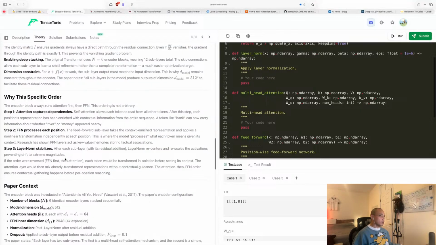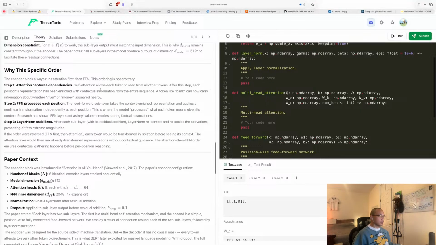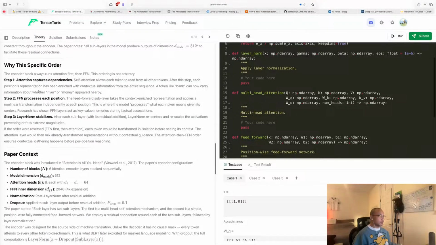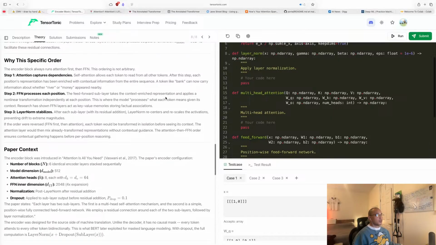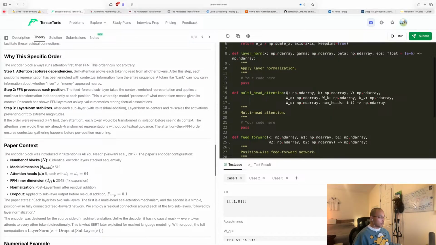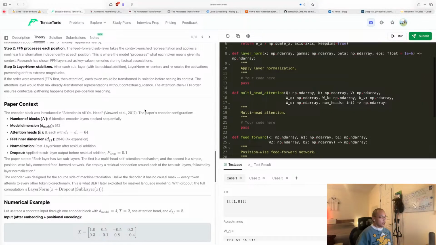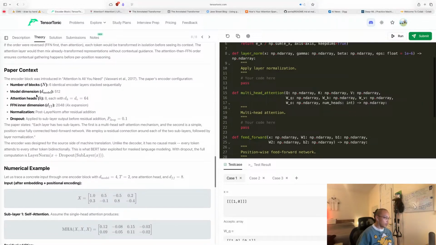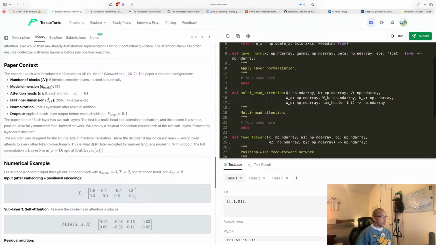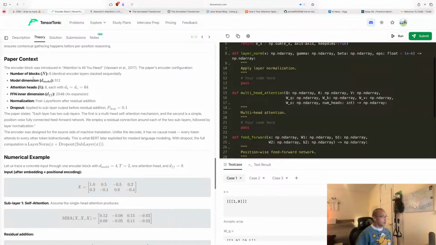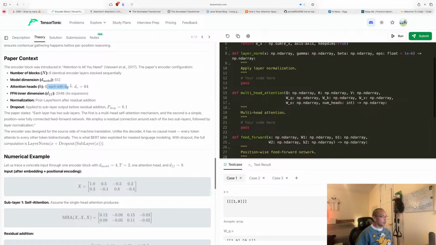Why the specific order? The paper context. The encoder block was introduced in the Attention Is All You Need paper. The paper's encoder configuration: 6 identical encoder layers stacked sequentially. Okay, 512.